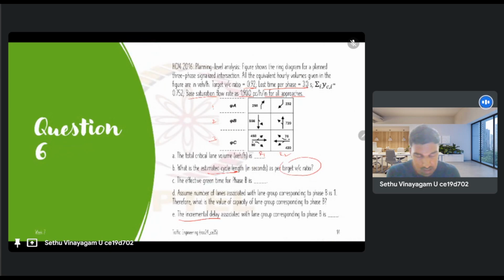Here all we needed was the different phases, right? We can assume different things, because this is a planning level analysis. For example, we assume the base saturation flow rate and the number of lanes. All this we can do at a higher level. Whatever data is available we can use, and whatever is not available we can go for assumptions using the base conditions.